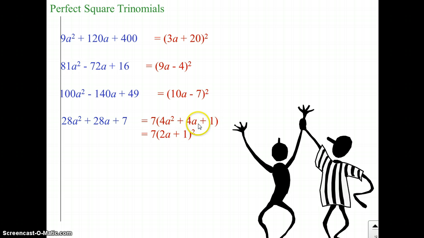I look at this trinomial, and I notice that the square root of 4a squared is 2a, the square root of 1 is 1, 2a times 1 is 2a, doubled is 4a, so it factors as a perfect square trinomial. So common factor first, then factor as a perfect square trinomial, we get a binomial squared. Yeehaw, well done.